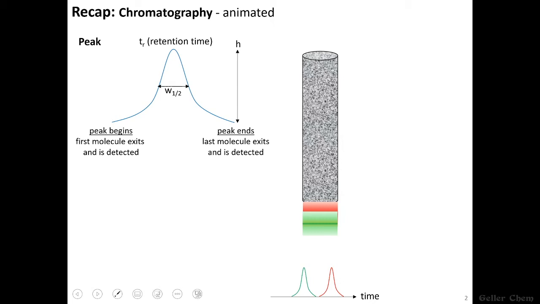And we want this half width to be narrow because that causes our chromatograms to be less convoluted. And this brings us to a new concept, resolution. So let's write that word down. Resolution.